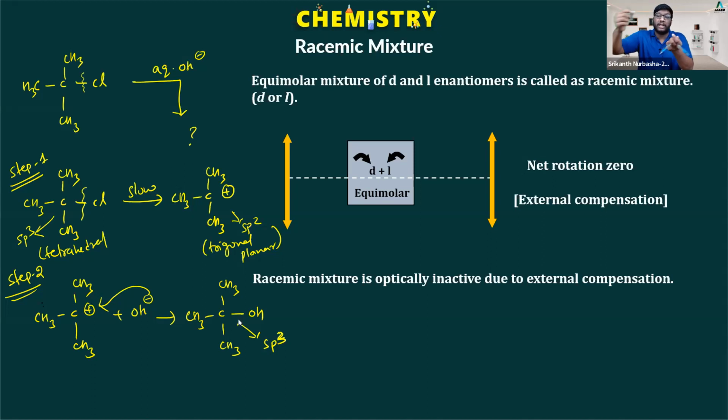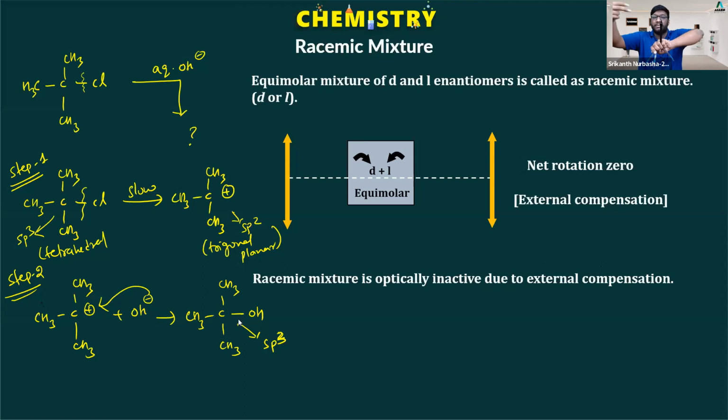I have attack from the top, but attack can also be from the bottom. If the attack is from the bottom, what happens? The groups will be going in this fashion now, and you will have a tetrahedron like this. So this is also a tetrahedron. Just inversion happened or not? This is a tetrahedron where the leaving group was supposed to be in this fashion. The leaving group has been lost.